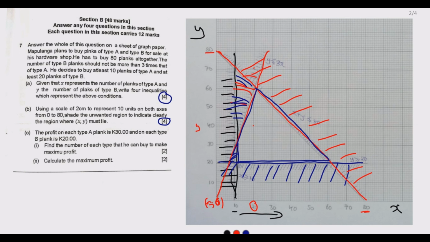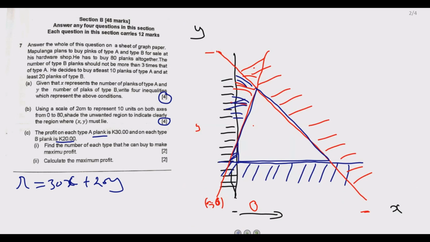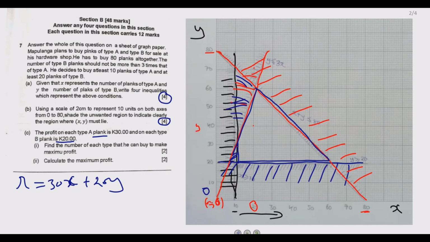So we have the profit function, which is given by, for type plank A, which is x, 30 times x. X is the number of type A planks. Then plus type B, for each plank it makes 20, so it's 20 times y. So this is the profit function. We know at the origin they are all 0, so it will be 30 times 0 plus 20 times 0, which is 0. So at the origin there is no profit at all.